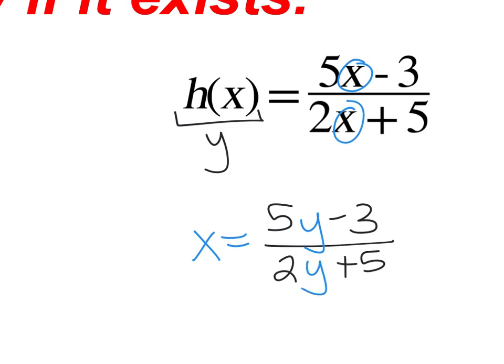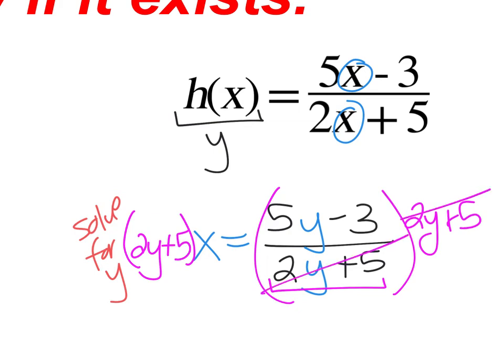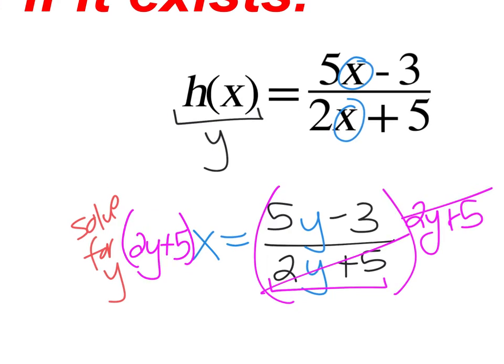Okay, now we're going to solve for y. Now to do that, we have a y in the numerator and denominator. So just like in number 1, we want to get rid of the denominator. So multiply both sides by whatever's in the denominator, 2y plus 5, 2y plus 5. So that's going to cancel your 2y plus 5s on the right.